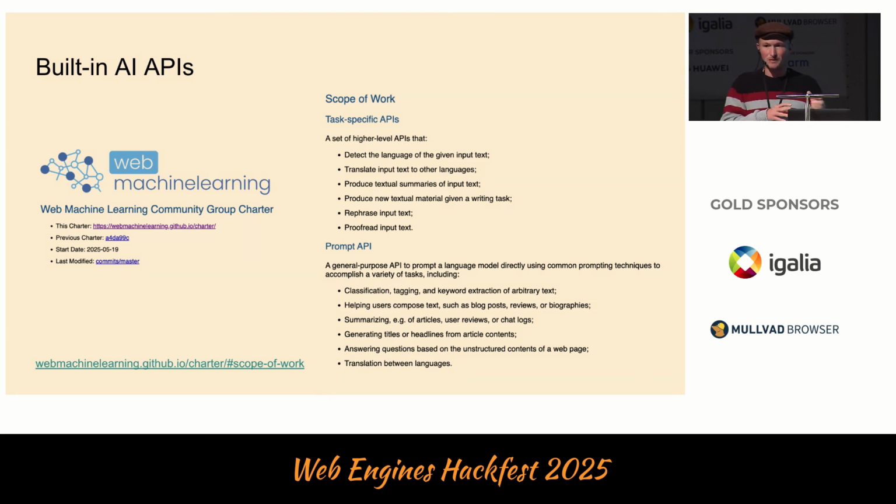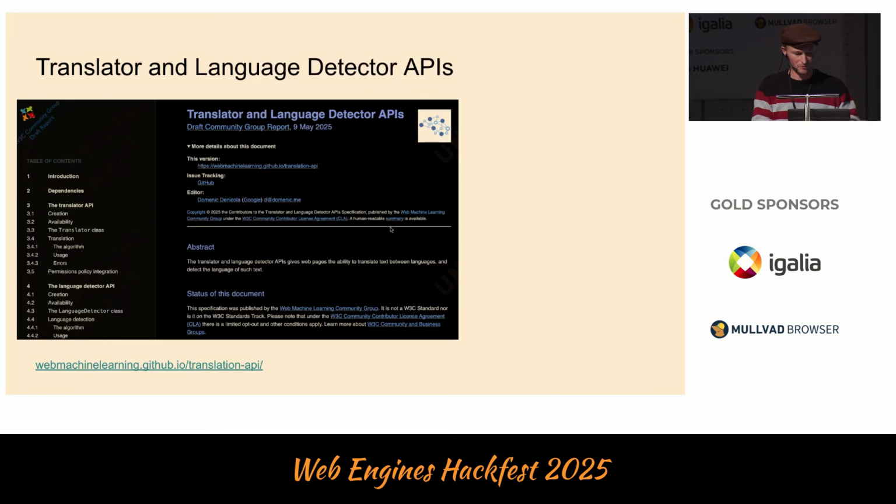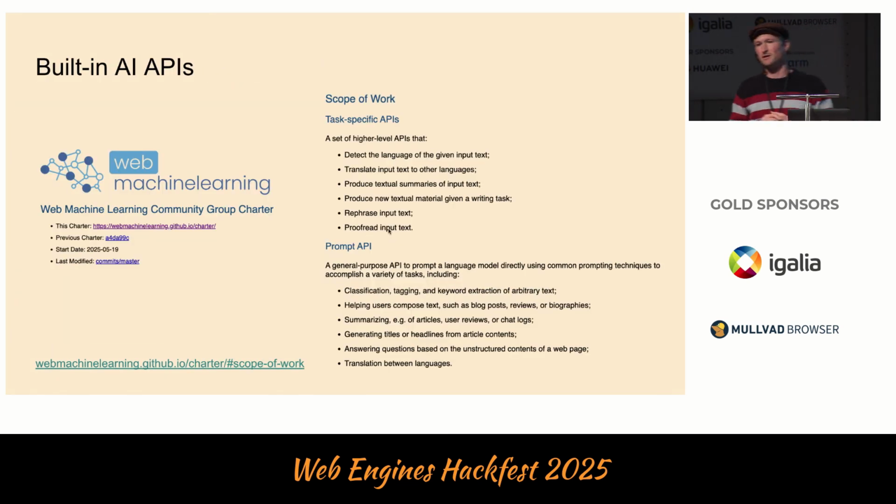And then lastly, this is where this last bullet point, proofread input text, came from. If we see a lot of people use the prompt API to do the same thing, we just create a higher level task API based on this. So you could say your use case is detecting QR codes, and we're like, wait, a lot of people are asking the prompt API to figure out the QR code, which is a made-up example, okay? But you get the point.